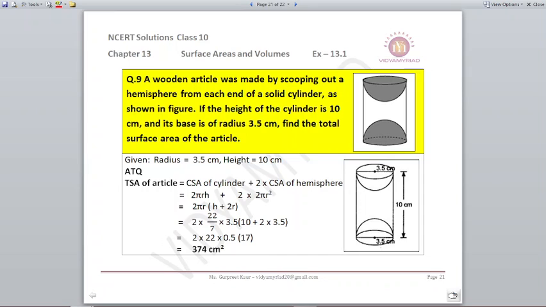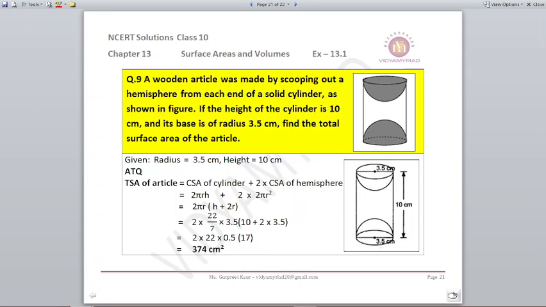Next, a wooden article was made by scooping out a hemisphere from each end of a solid cylinder as shown in the figure. If the height of the cylinder is 10 cm and its base is of radius 3.5 cm, find the total surface area of the article.